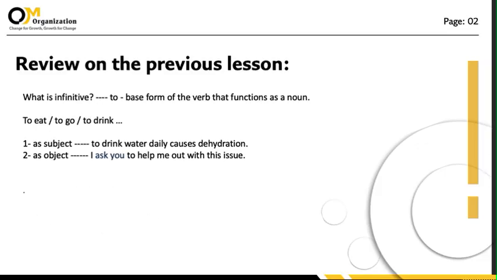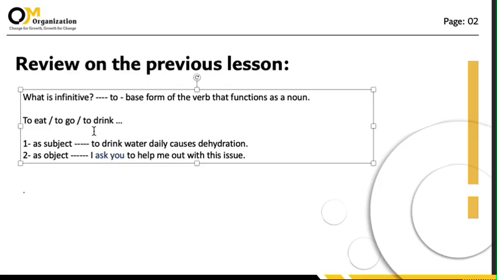So, the first one, as I mentioned, is a review on the previous lesson, which was what is infinitive. I said that infinitive is to plus the base form of the verb that functions as a noun. Clearly, we know that, like to eat, to go, to drink, to sit, to call, to ask, and so on. And also, I've mentioned that we can use it either as subject or as an object.